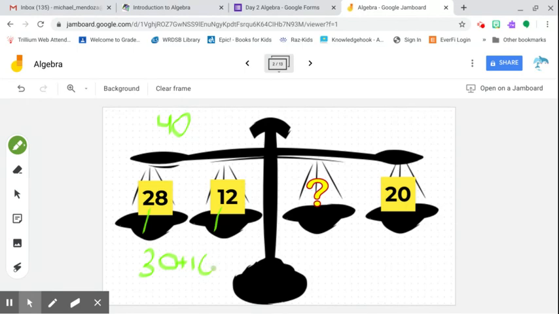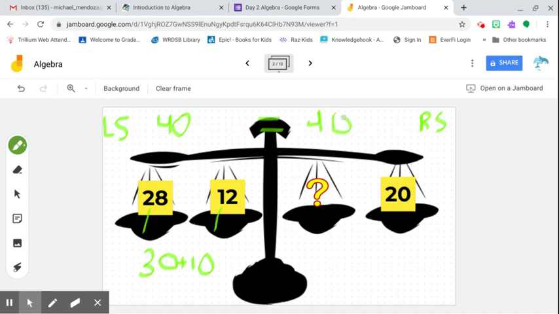So again, now I have 40. Remember that equal sign that Ms. Ghaffari talked about? This means balance. So we want to make sure the right side, which is right here, is equivalent to the left side. Now, right now we have 40 equals, and we're looking for 40 here.